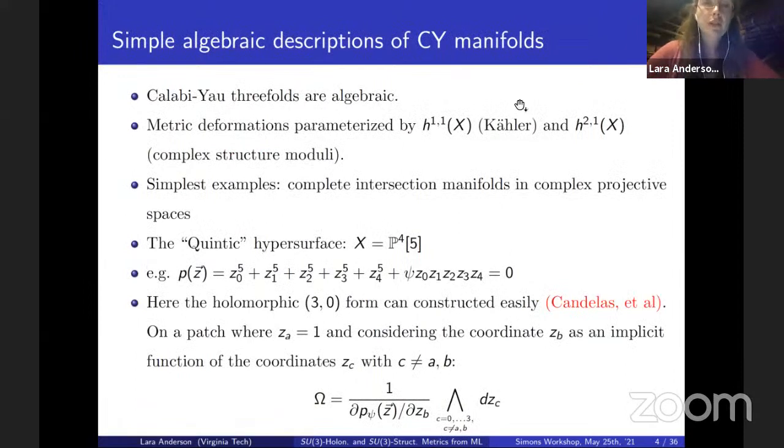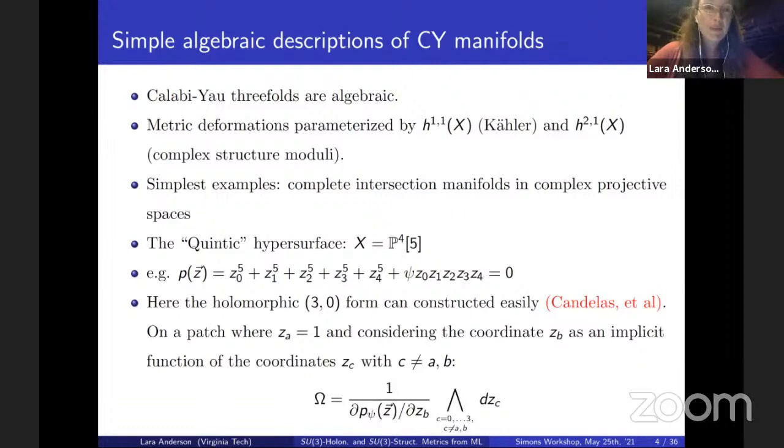I'm going to be interested in Calabi-Yau threefolds. So these are 6 real-dimensional manifolds, complex threefolds, and these are algebraic. Metric deformations are parameterized by the Kähler and complex structure moduli that are counted by the Hodge numbers H11 and H21. And the simplest examples of such things are complete intersection manifolds in complex projective spaces, for example, or more generally, complete intersections in toric varieties.